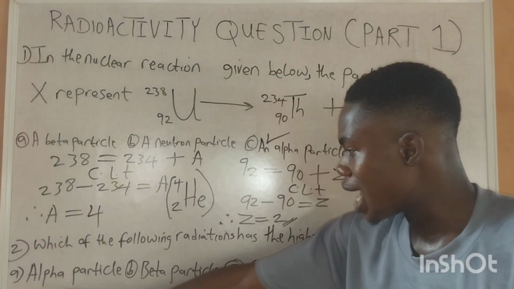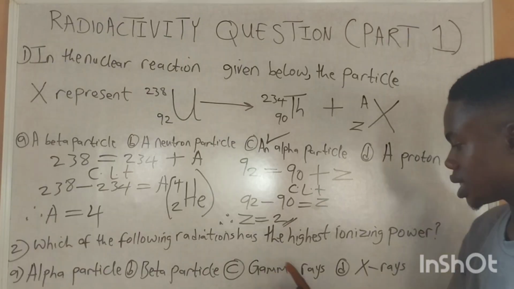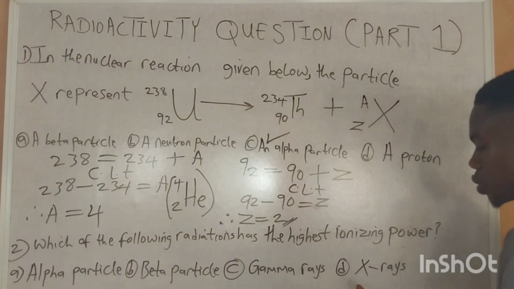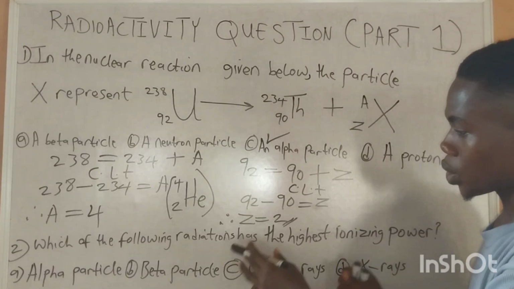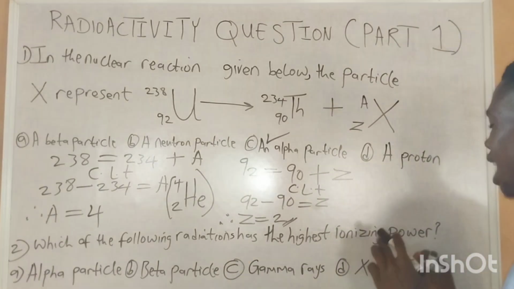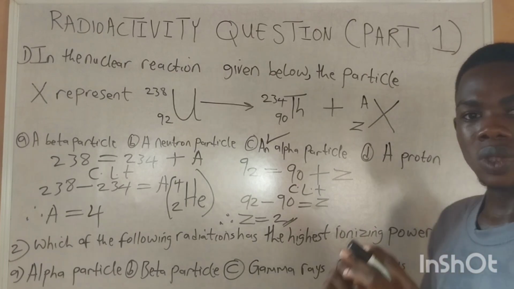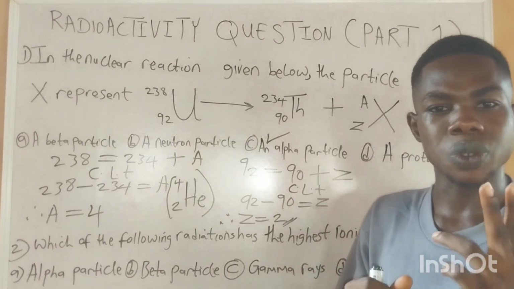Option A says alpha particle. Option B says beta particle. Option C says gamma rays. Option D says X rays. Now, this question is just talking about the particle that has the highest ionizing power. And under radioactivity, under types of radiation, we have two major types of radiation.